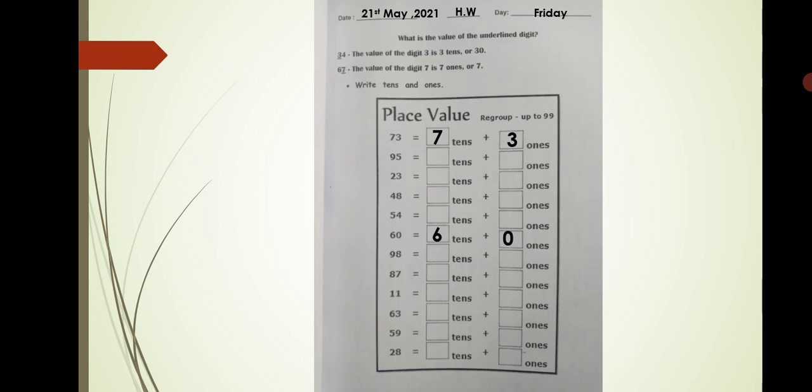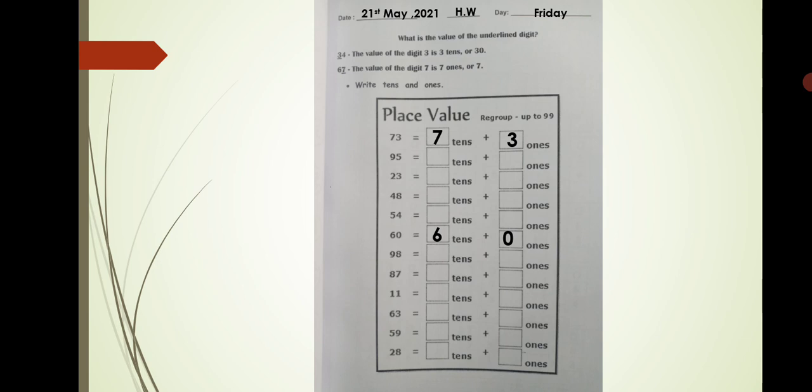Take out page number 9 and get your page ready. On the top of the page, write the date, homework and the day Friday. Place value. The numbers are given. You have to write the tens and the ones in the boxes.